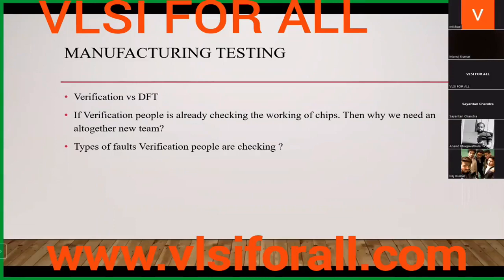Anyway, verification does have some patterns that are run on the ATE, but not all. In verification you can make multiple scenarios, different types of tests, different types of vectors to test your IC. But it is very difficult for verification to cover 99% or more of your chip in a very small number of patterns. So that is what makes DFT different.